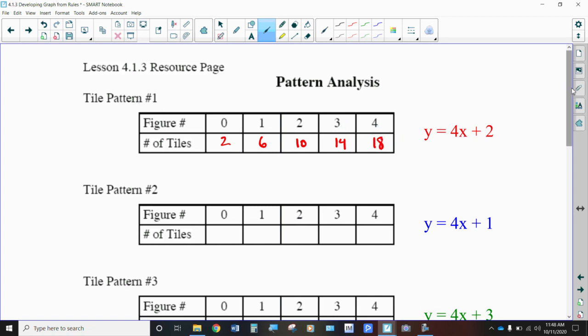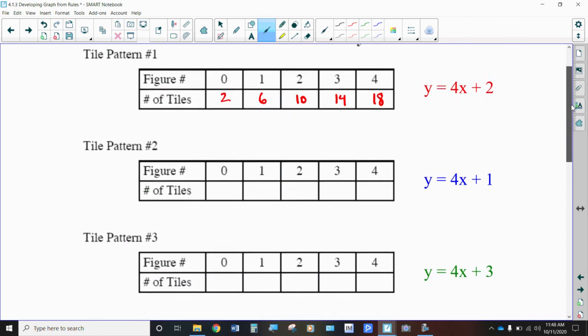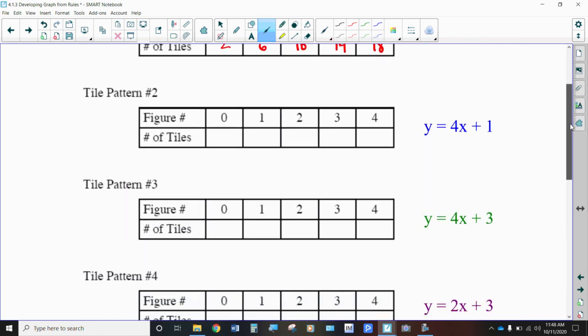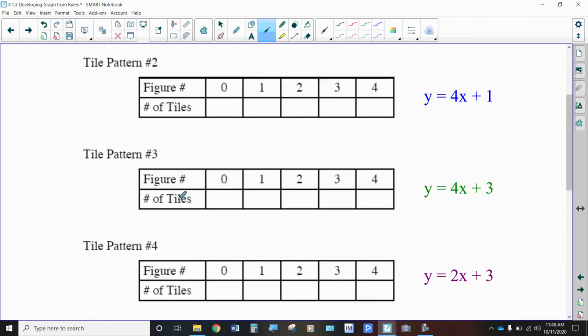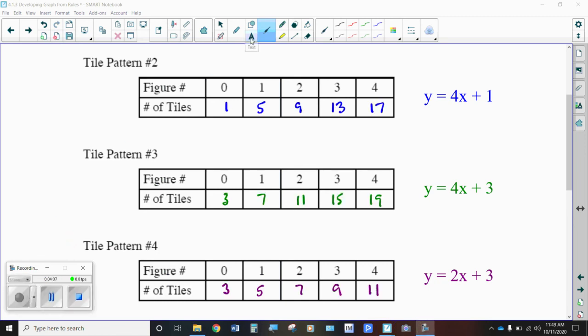So what I'd like for you to do is take your rules from the previous lesson for tile pattern 2, 3, and 4, and fill in each one of these tables. I'm going to pause. You go ahead and pause, and we'll see if our tables look exactly the same when you unpause. Okay, let's take a look and see at these tables.